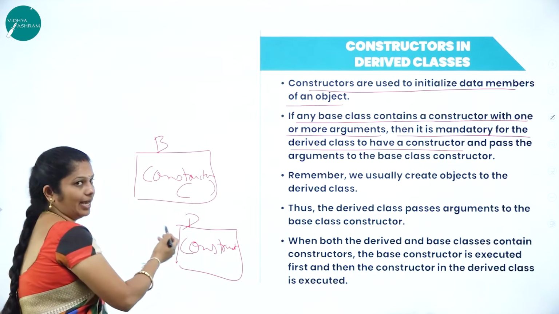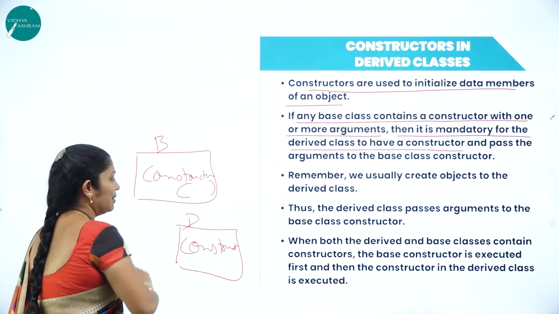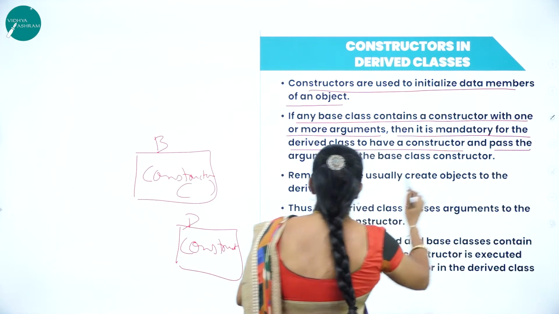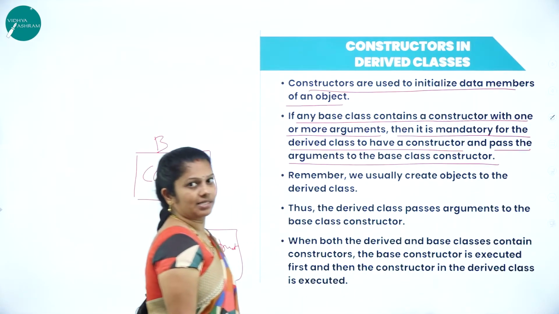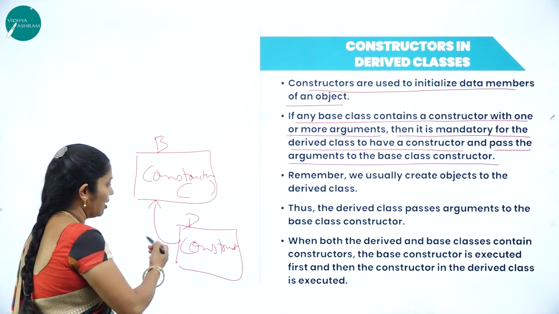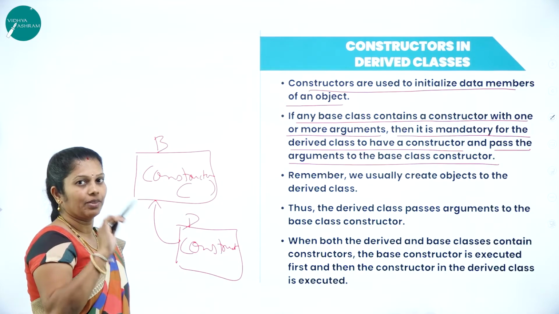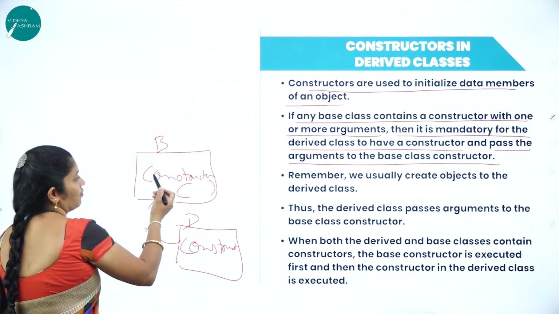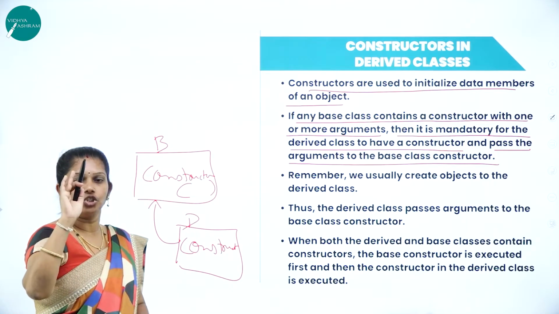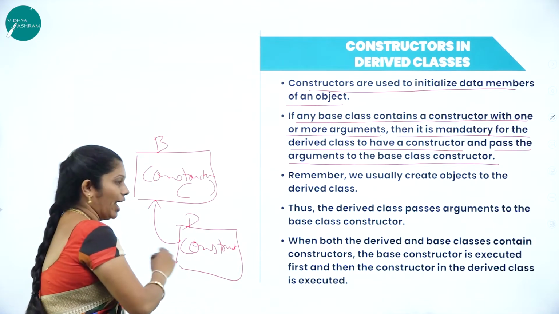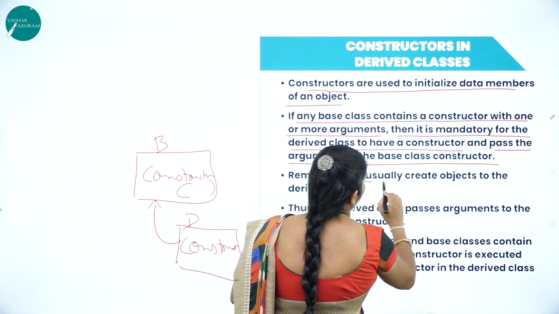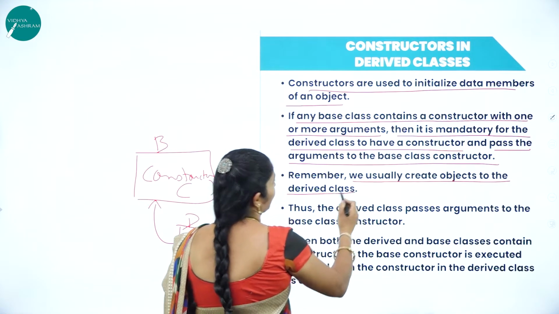If the base class contains a parameterized constructor, then the derived class must also have a constructor and pass the arguments to the base class constructor. Whichever arguments are required for the base class, the derived class constructor has to pass them. The first point to remember: if the base class constructor is parameterized, then the derived class must have a constructor, and it has to pass the necessary values.